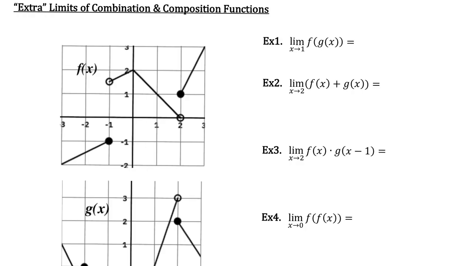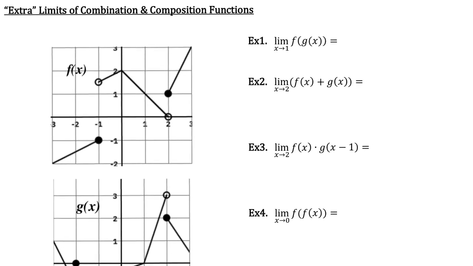You're allowed to combine and compose functions as long as the limits exist. If the limits do not exist, then that makes it a little trickier. So these are all combinations and compositions where finding the result is a little bit trickier or less straightforward than usual. Let's look at example 1.